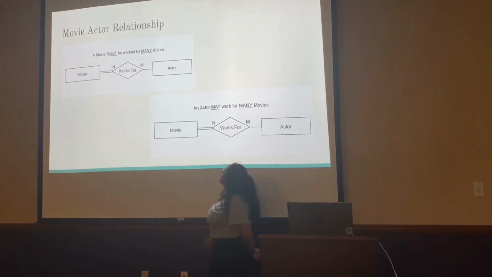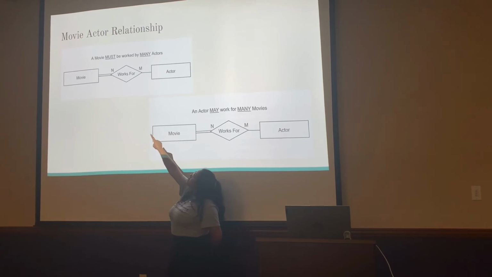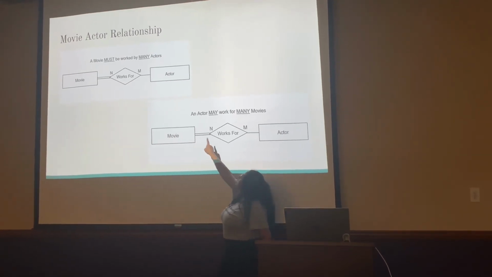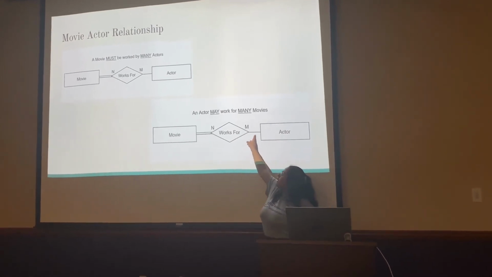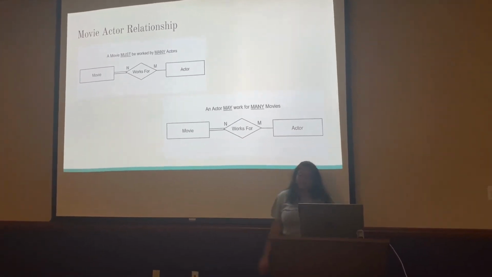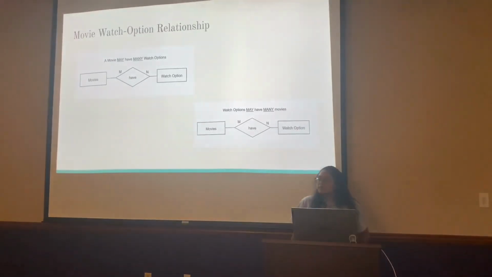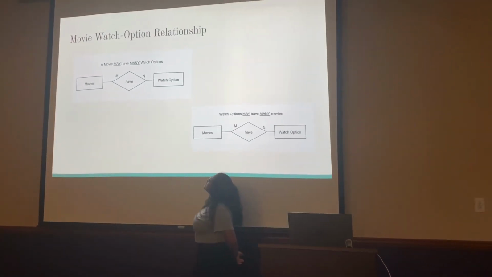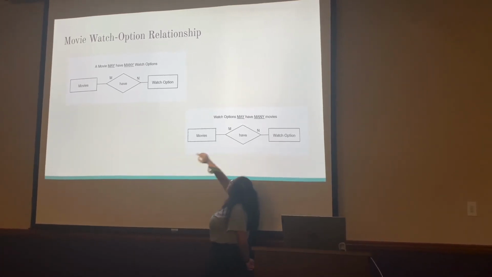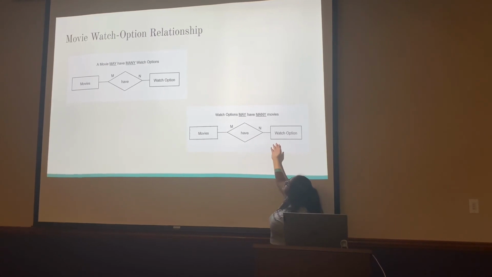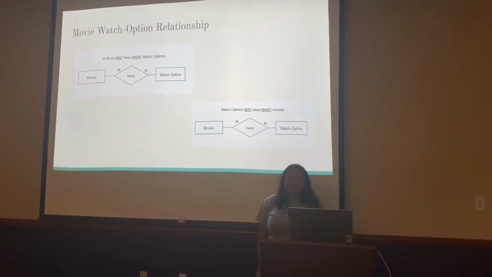Next, we have a movie must be worked on by many actors. So we have the double bar line to the end. And then over here, an actor may work for many movies. So we have the single line to end. We have our movies may have many watch options. So we have a single line to the end. And then going the other way, we have watch options may have many movies. So we have that single line to the end relationship.